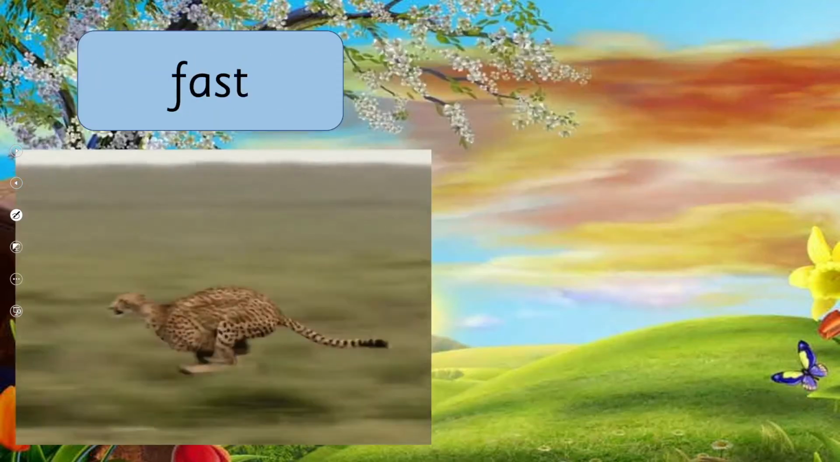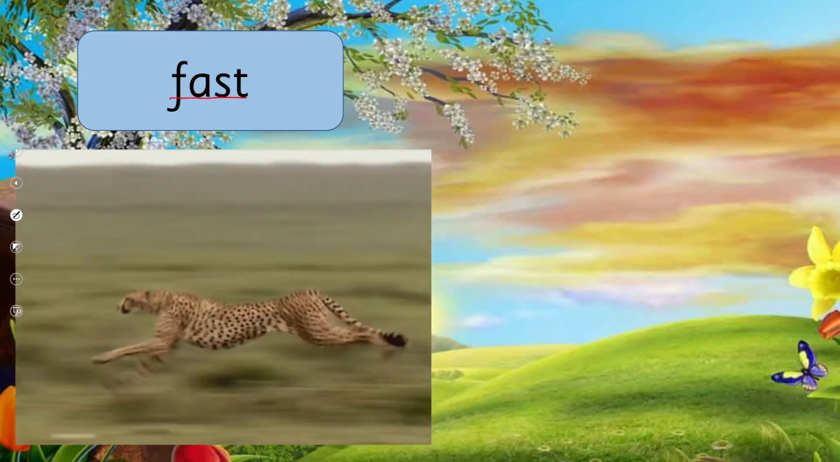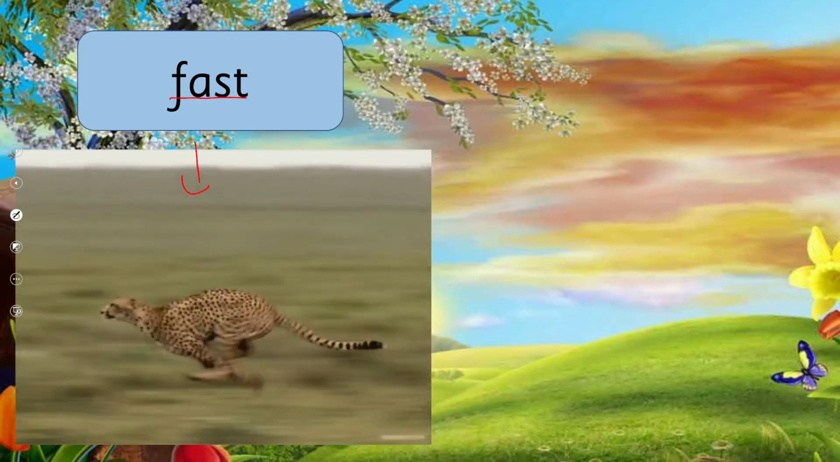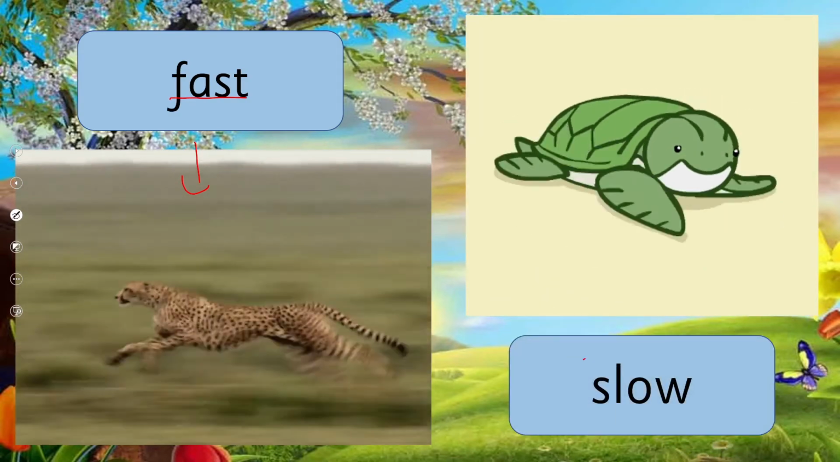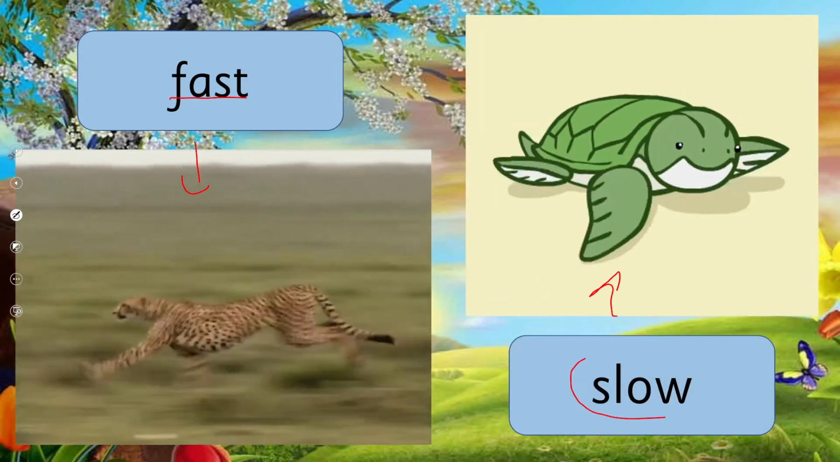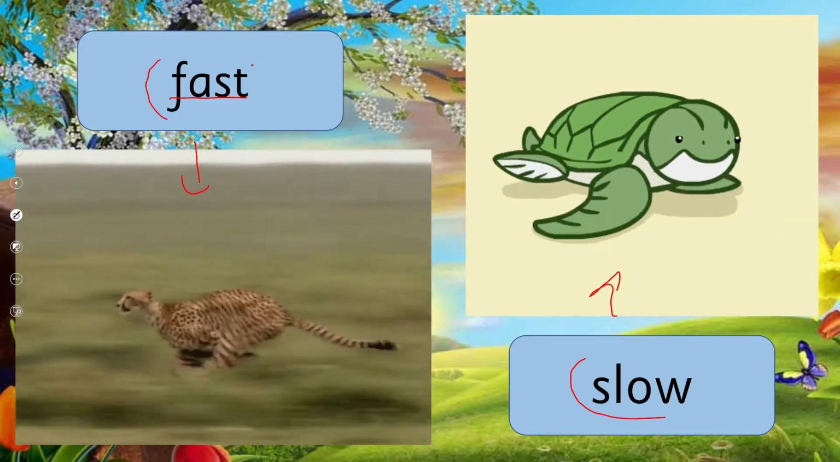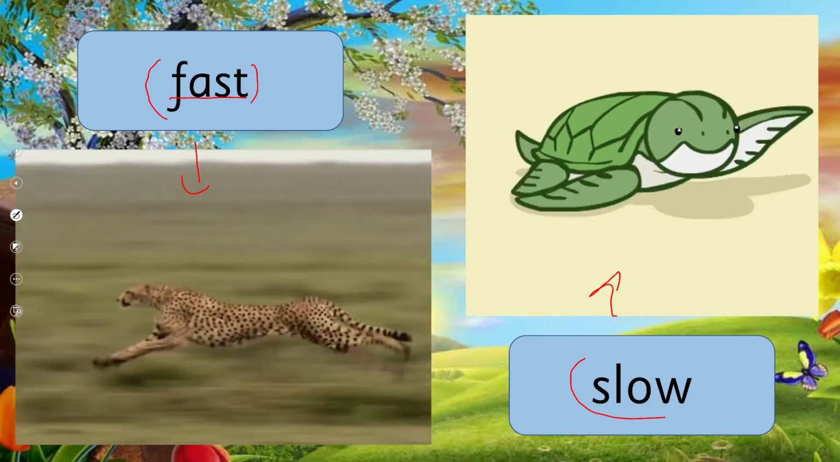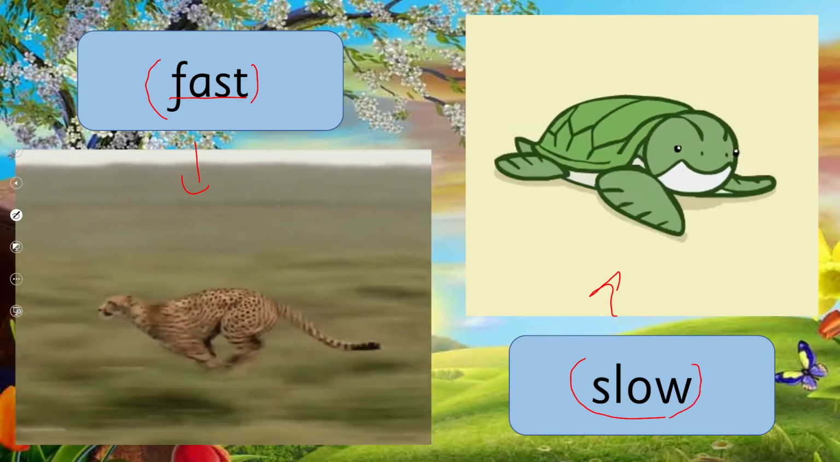So we can see a few examples for you. Fast. You can see the tiger, how it ran fast. Next is slow. The tortoise is always slow, my dear students. So you can see that fast is a word and its opposite word is slow. So slow is the antonym.